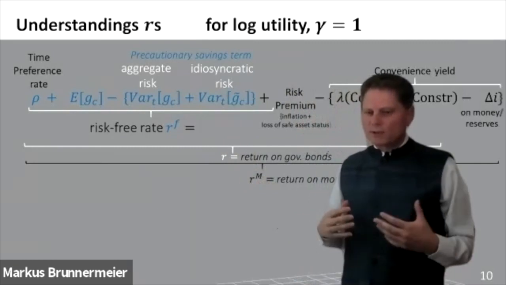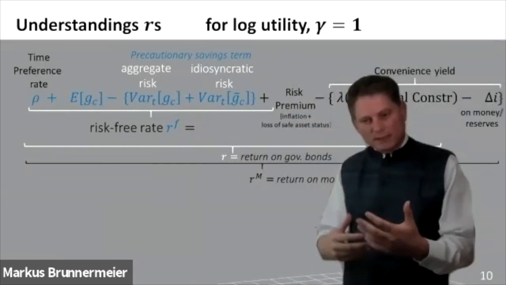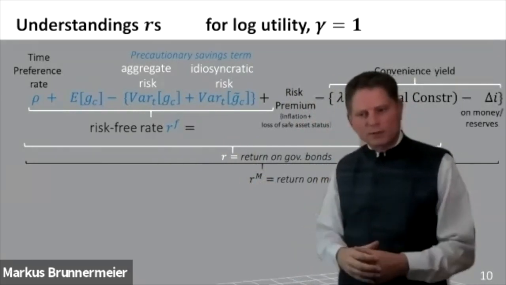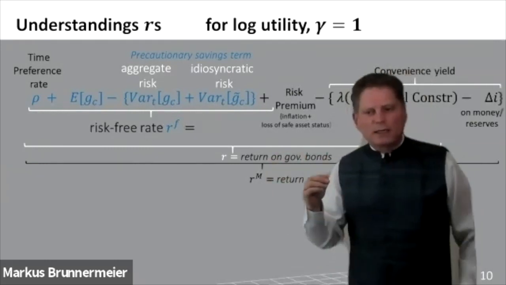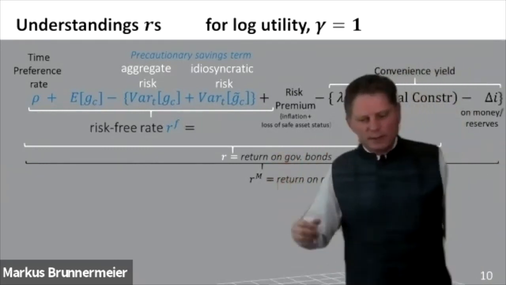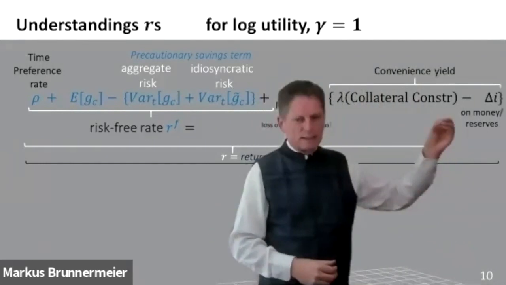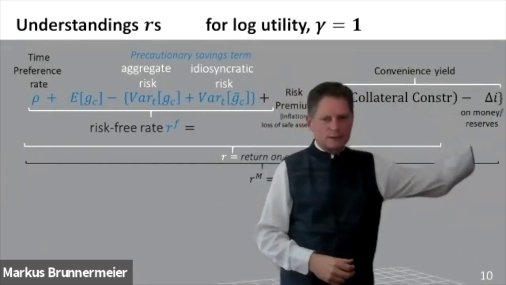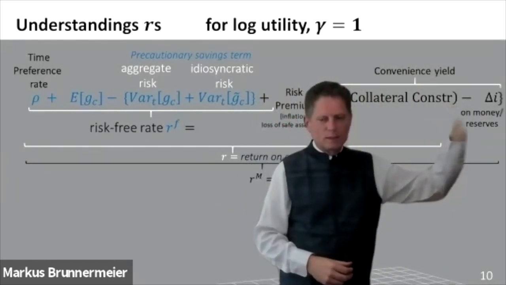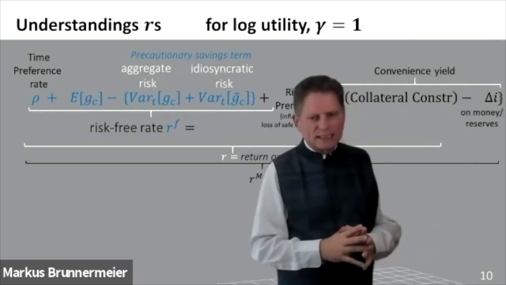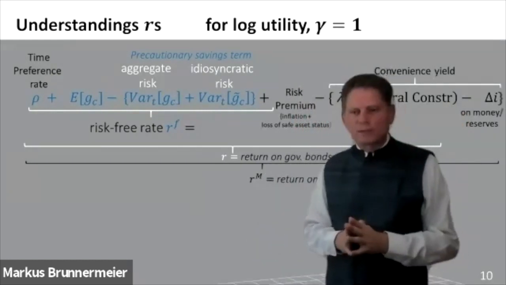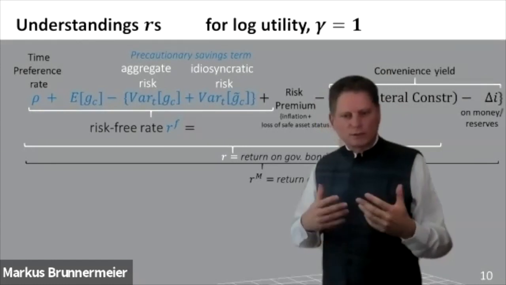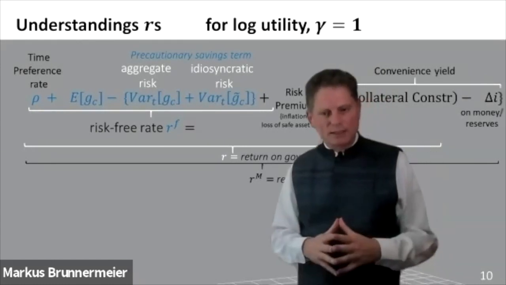And if you ask what's the return on money, on physical cash, if we don't pay interest on cash, there's an additional return, this delta I on top of this thing here. I will not focus so much on the delta I, but let me first say a few words on this collateral constraint or this convenience yield and what these other elements are.